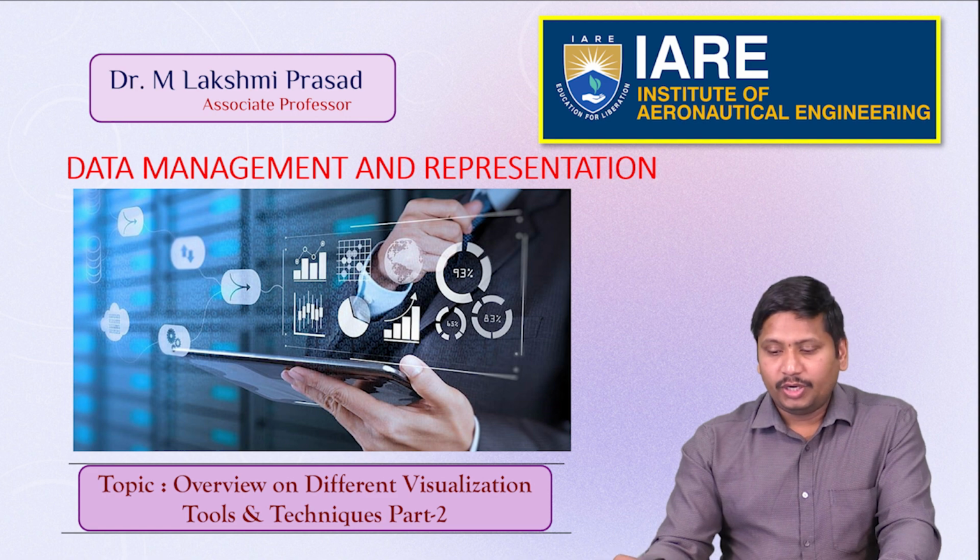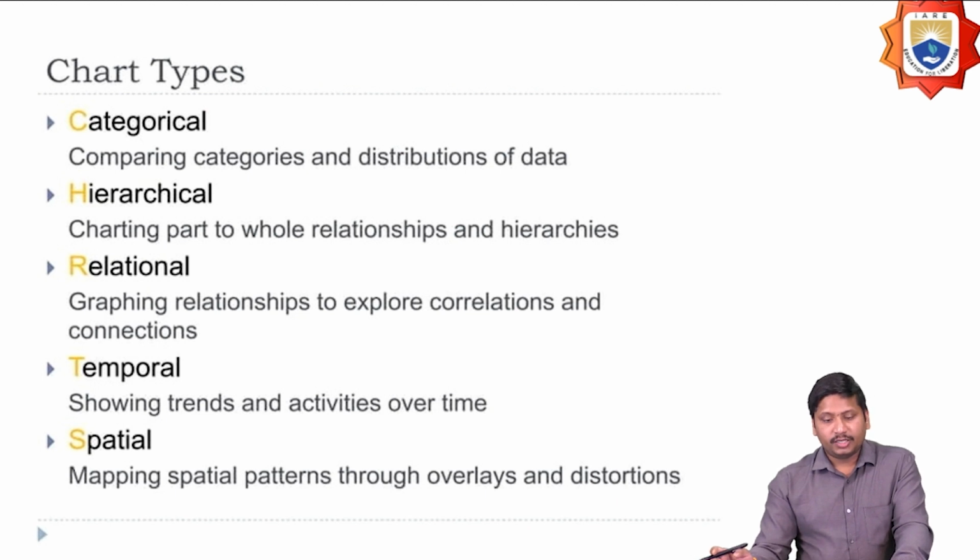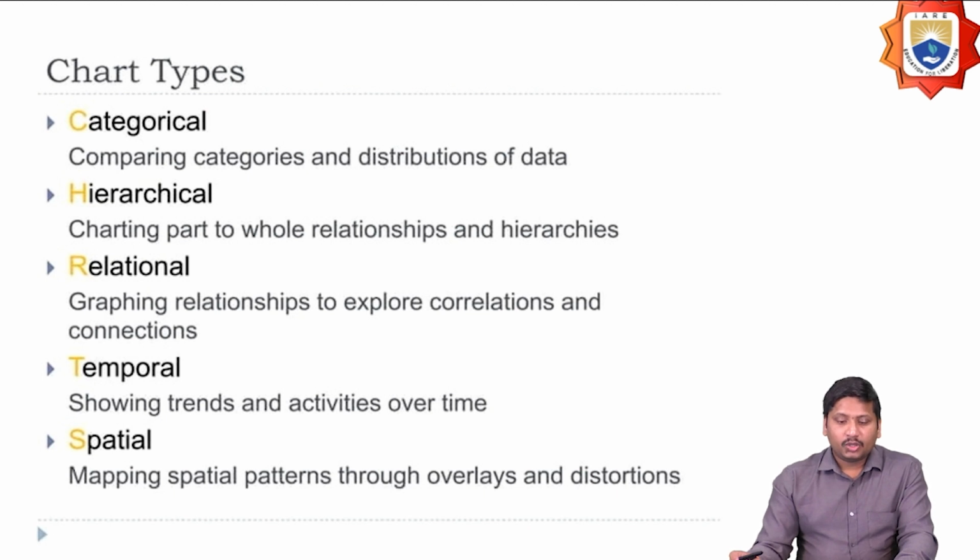This is the second part. In the previous video I covered the various tools and techniques available for data visualization. Some of the chart types available are for categorical, hierarchical, relational, temporal, and spatial data. For each category of data, we have to see which chart is chosen and how it is going to be represented.